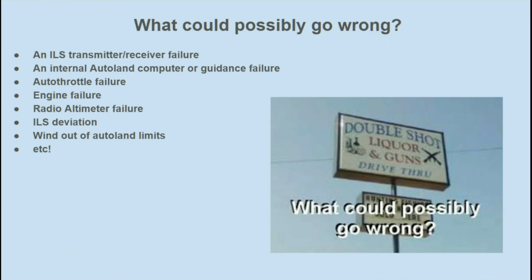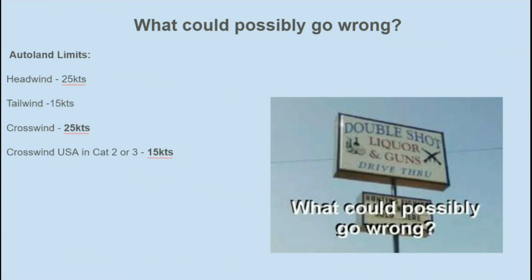Now, wind out of auto land limits is a possibility. The wind limits aren't terribly generous for an auto land. They're listed here. In particular, I would draw your attention to the crosswind requirements in the USA, which is only 15 knots. Now, having said that, it's not often you get fog at 15 knots, but you know, we could be talking about a sandstorm or something. Who knows? So it's just worth bearing in mind these figures.